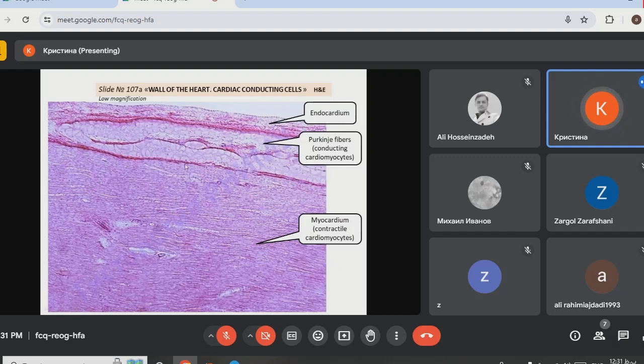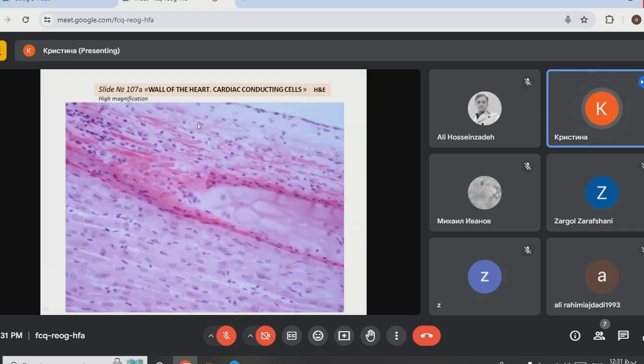And here between endocardium and myocardium you can see this elongated structure, which is composed of multiple conducting cardiomyocytes, which are large and round cells. They are separated with the capsule made up of connective tissue. This is why it is so red in color.